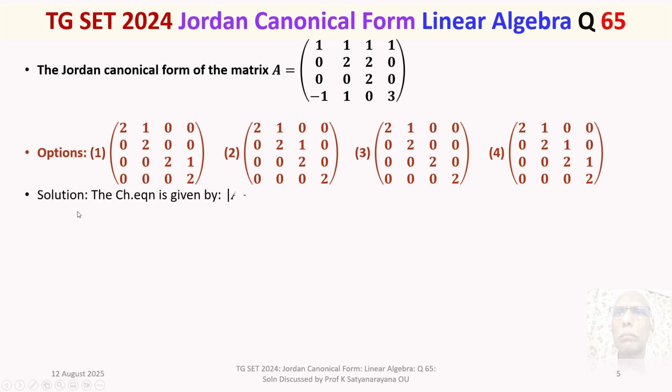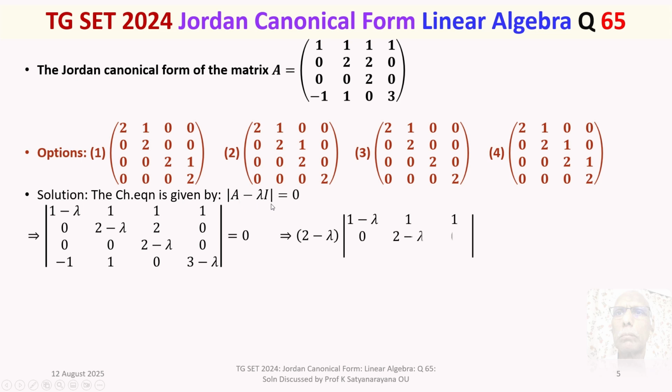Now let's discuss the solution of the problem in detail. We first find out the characteristic equation of the given matrix, and from there we find the eigenvalues of the matrix A. The characteristic equation is given by determinant of A minus lambda I equal to 0. So from the matrix A, subtract lambda I4. Then you will get this 4 by 4 matrix. The diagonal entries are 1 minus lambda, 2 minus lambda, 2 minus lambda, 3 minus lambda. The remaining are same as in A.